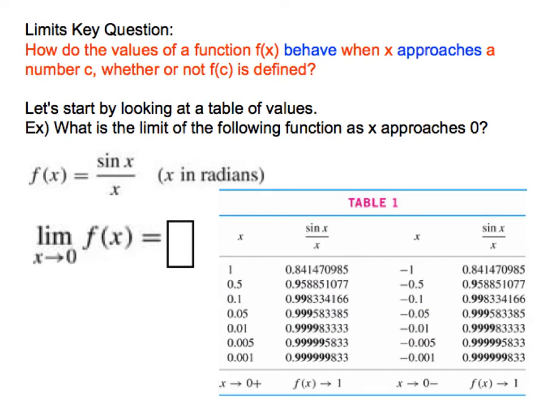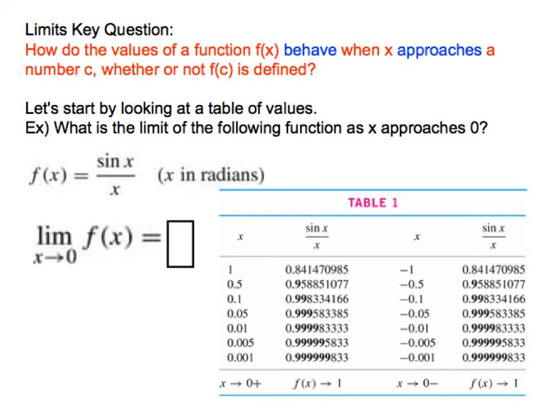Okay, so key question with limits. How do the values of a function f of x behave when x approaches a number c, whether or not f of c is defined? That's super important here, right? The graph could have a hole there. It could be discontinuous in some fashion, but we're taking a look to see how the function behaves.